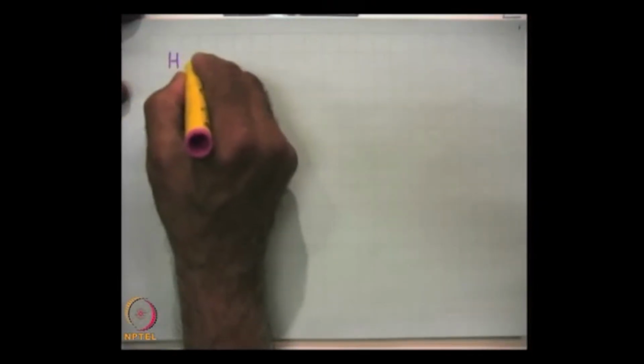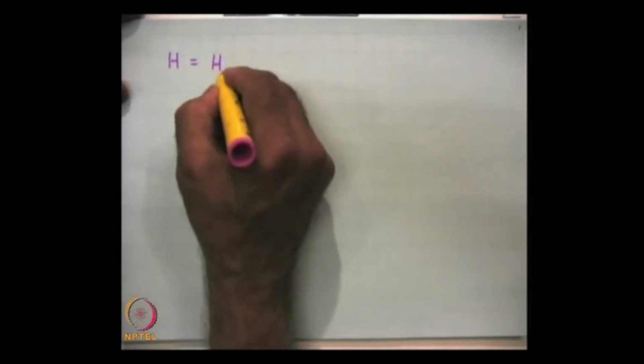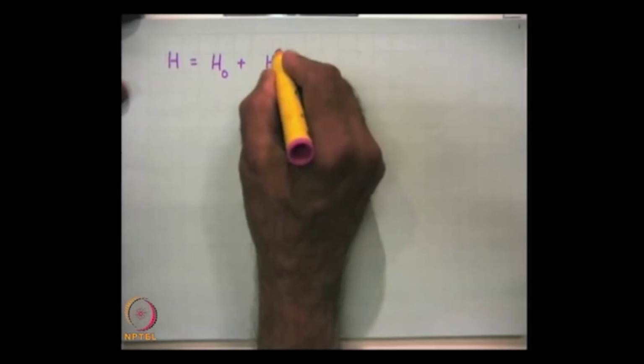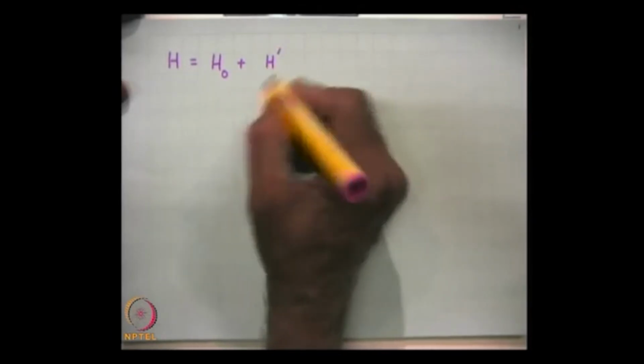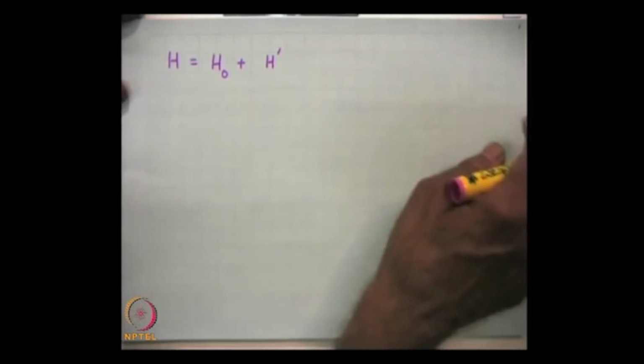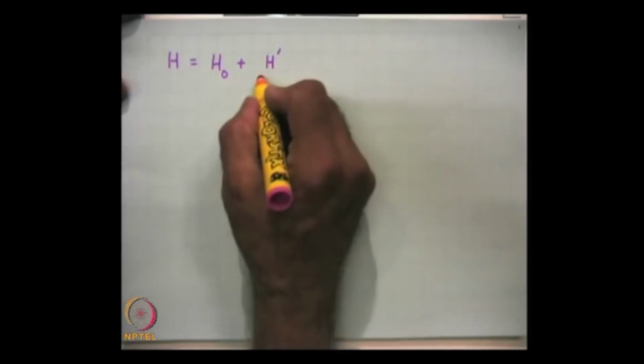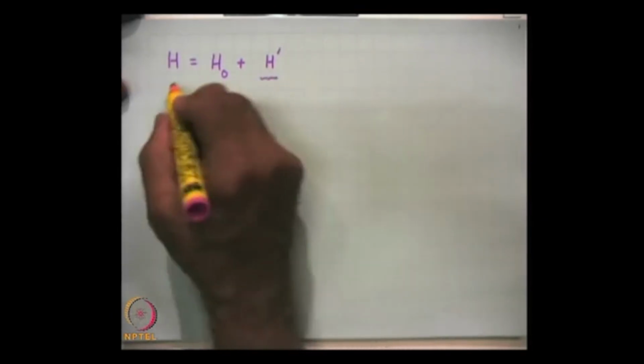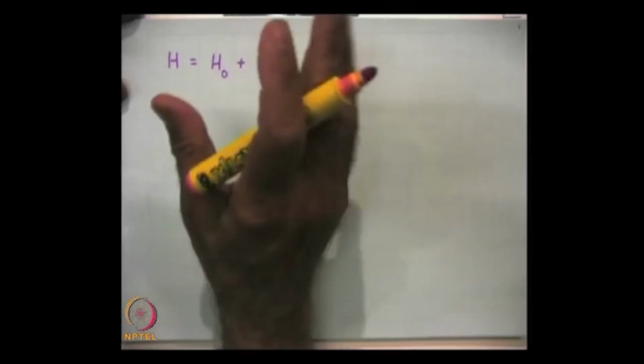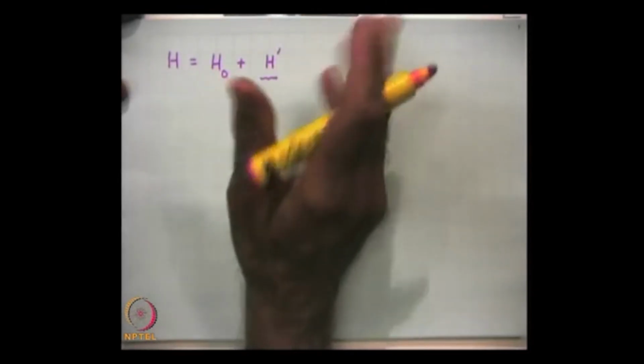So, our Hamiltonian consists of two parts, H naught, this is known as the unperturbed Hamiltonian, and then plus H prime, which may be due to the presence of electric field or magnetic field or due to spin orbit interaction or relativity correction or anything that we can think of. The effect of this term on the eigenvalues of H naught is supposed to be small. We will illustrate that by means of an example.